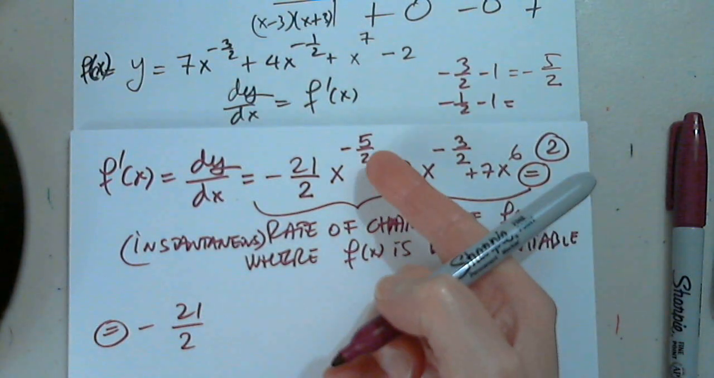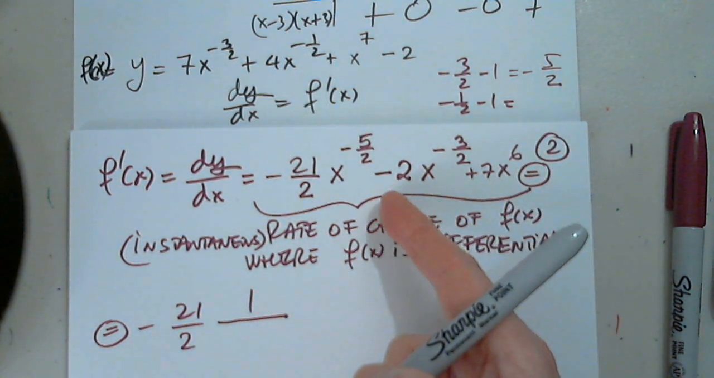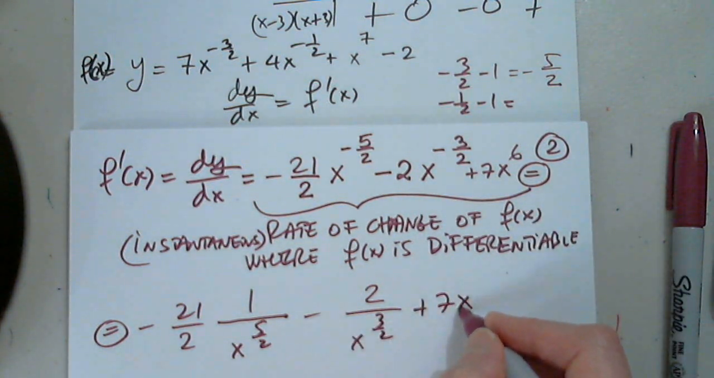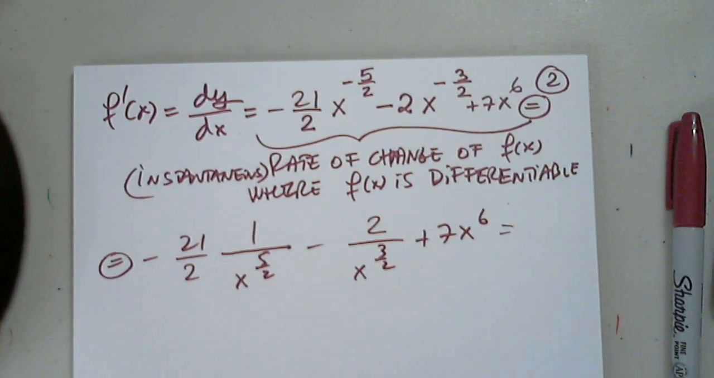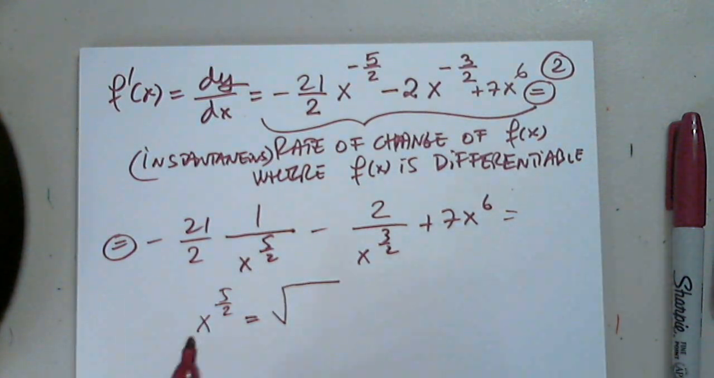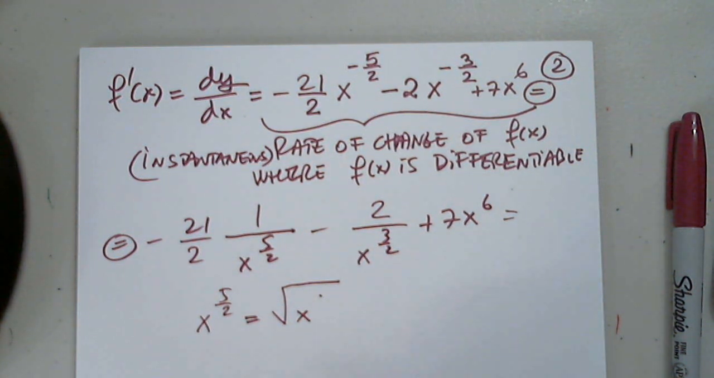Negative 21 over 2. Remember, the negative power is 1 over. It doesn't mean that the number is negative. It's 1 over x to 5 halves. And then minus 2, the same thing, x to 3 halves. And then plus 7x to the 6th. Now we have to remember, as we discussed a long time ago about the exponential rules, x to 5 halves is a radical. What is the index and what is the power? The index is 5 and the, careful, power is 2. The denominator is always the index. Always the denominator is the index.